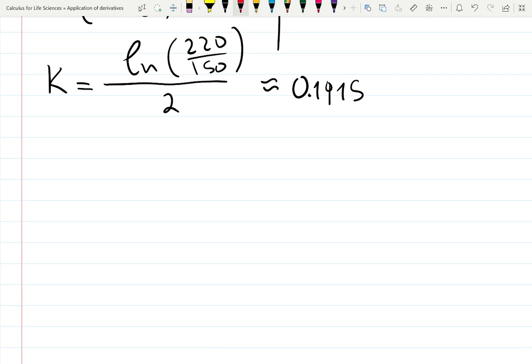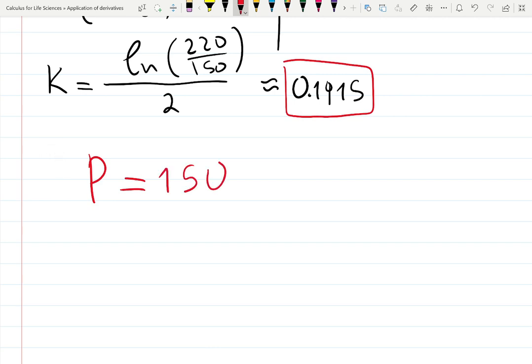That is my k. When we found this k, we now can complete the model. P now equals P sub 0 is still 150. That's the initial number of bacteria. Now it's multiplied by exponential function with the given rate which we found. Approximate or exact? Let's have exact. Approximate.